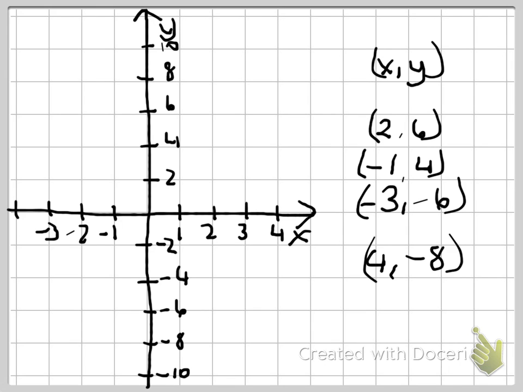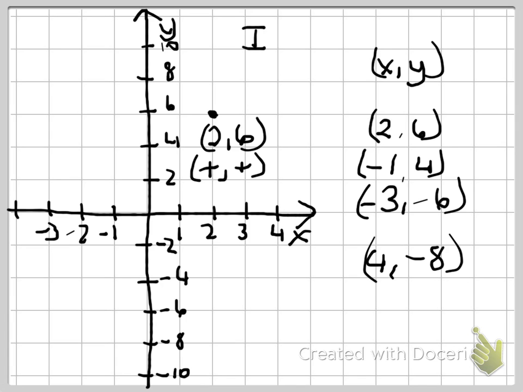So if we look at the first point, 2, 6, we go out 2 on the x-axis and we go up to 6 on the y-axis. So this is our point here, 2, 6. And we see that we've got a positive x and a positive y. And this is true of all points in quadrant 1.